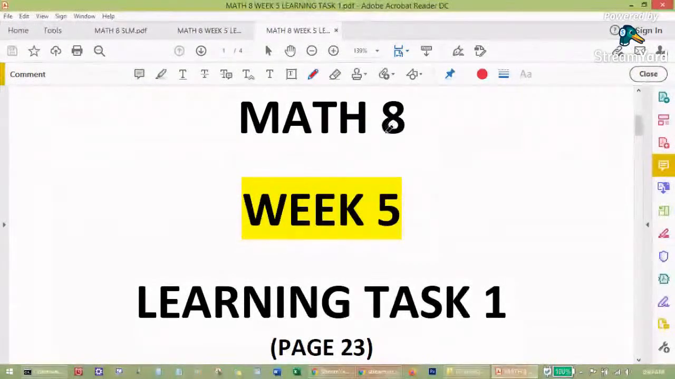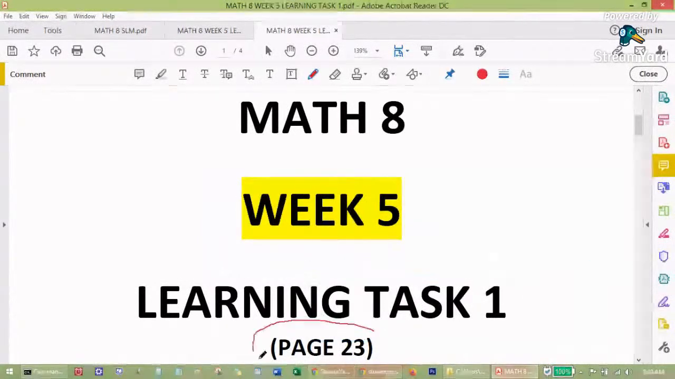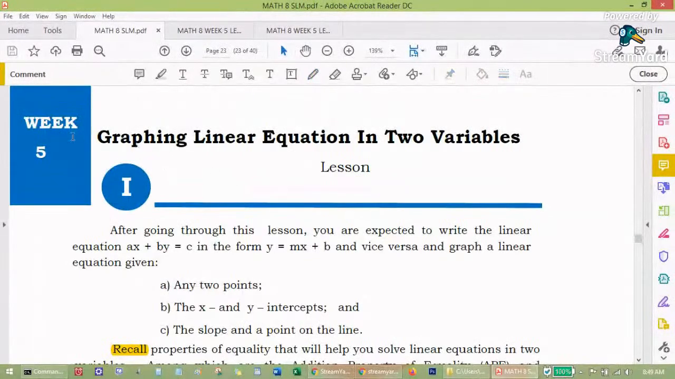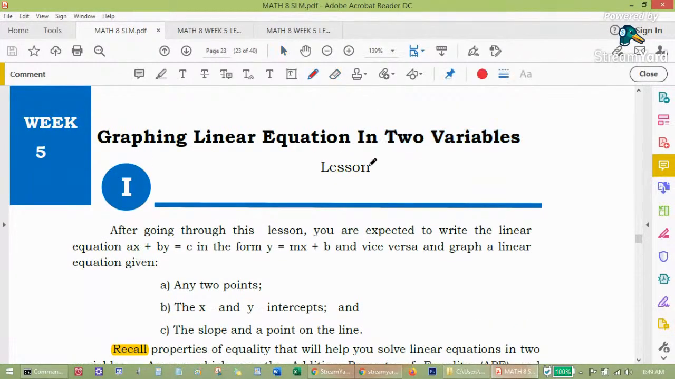Okay, so Math 8, Week 5, Learning Task 1, page 23. So, we're going to discuss graphing linear equation in two variables. So, two variables means meron tayong dalawang variable, and that variable is usually x and y. Okay, x and y.